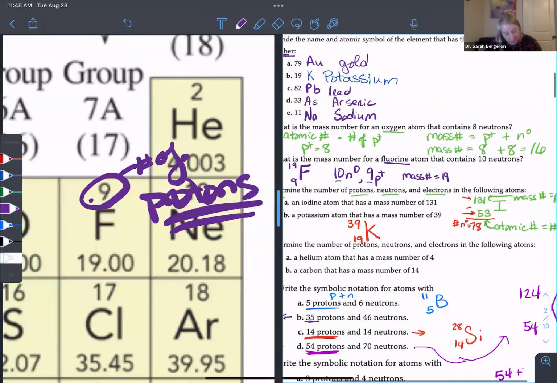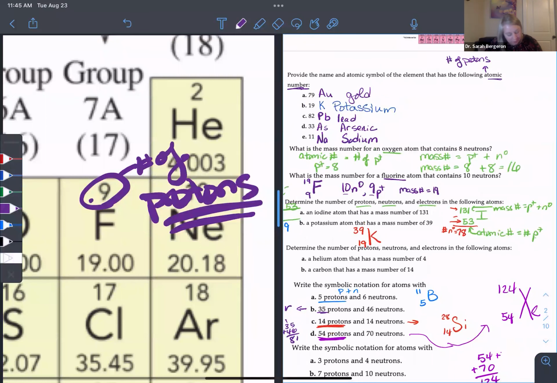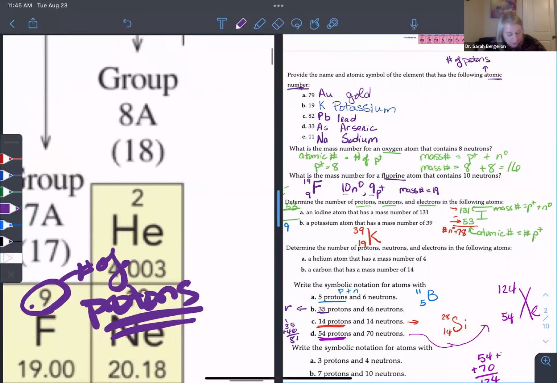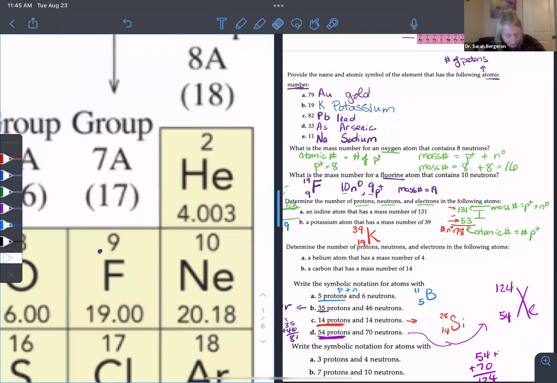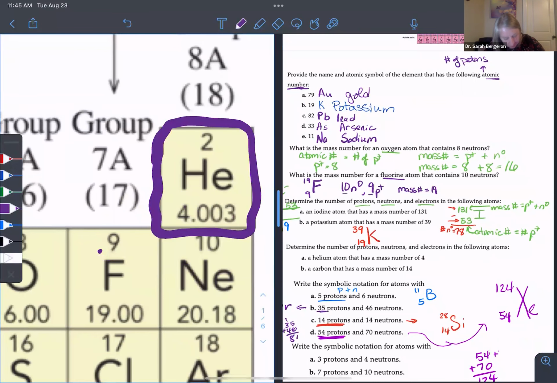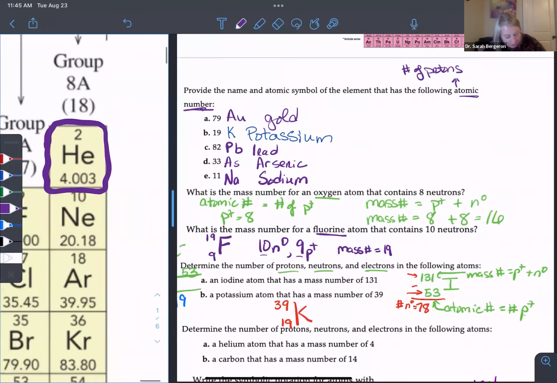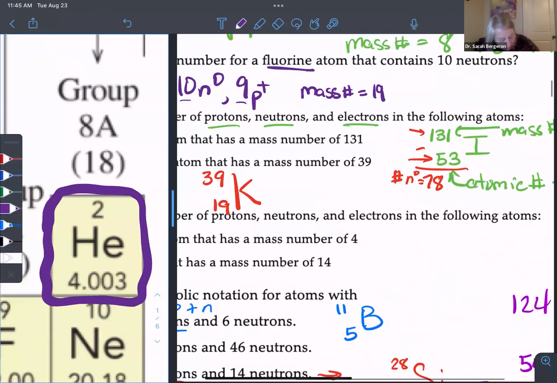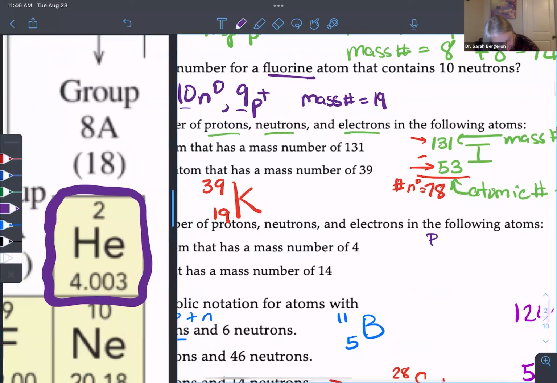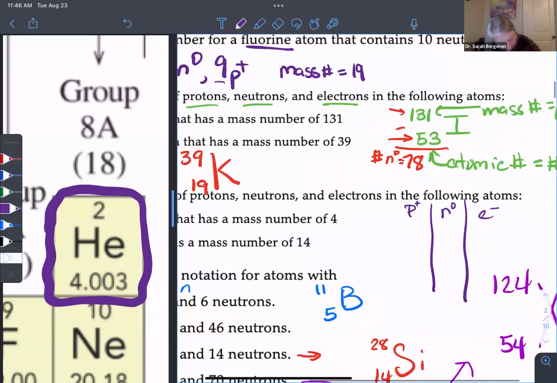So determine the number of protons, neutrons, and electrons in the following atoms. Okay, a helium atom. Got to go find helium right here. Okay, so this is helium. It's the one we're going to look at. Okay, now we're rocking and rolling. So a helium atom that has a mass number of 4. I want to know protons, neutrons, and electrons. Okay, so we're doing this for just 2. So this is going to be A and this is going to be B.